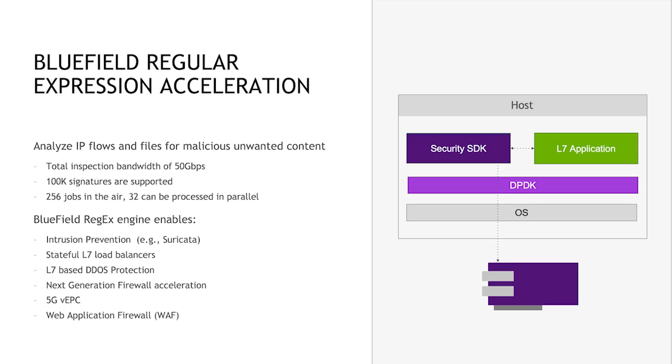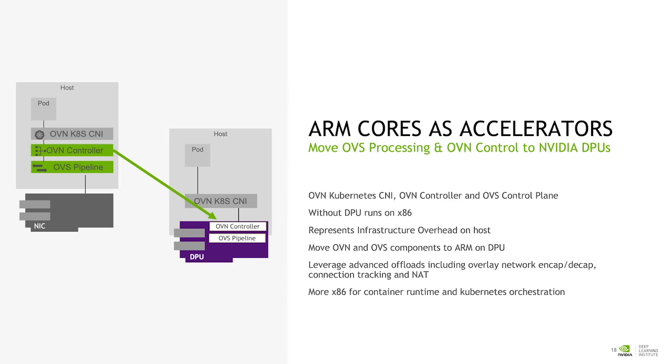Bluefield provides a regular expression engine to accelerate and offload the processing of pattern matching for network packet payloads. This significantly reduces CPU overhead for accelerating applications and use cases such as intrusion prevention, stateful load balancers, DDoS protection, and web application firewalls. Now let's talk about a different type of acceleration.